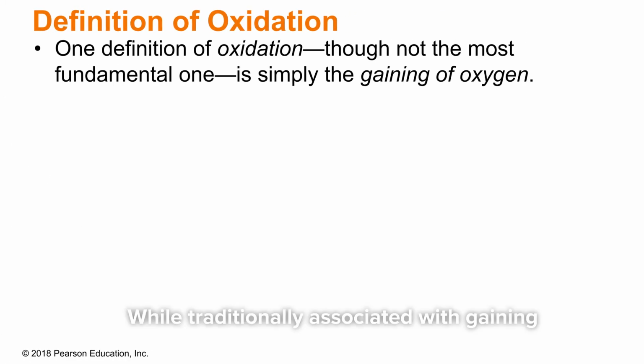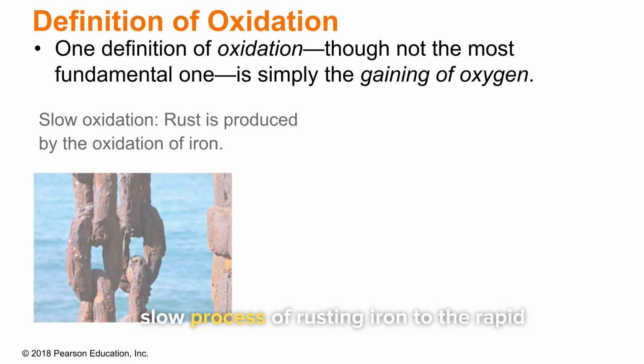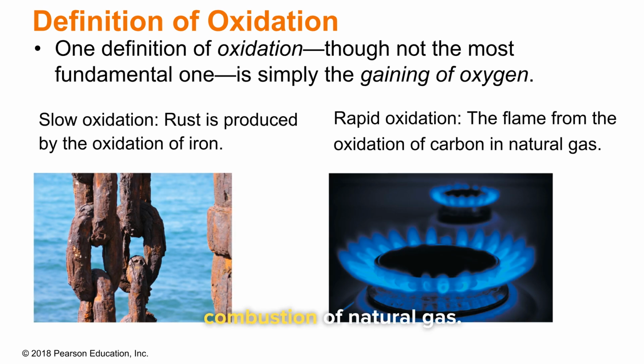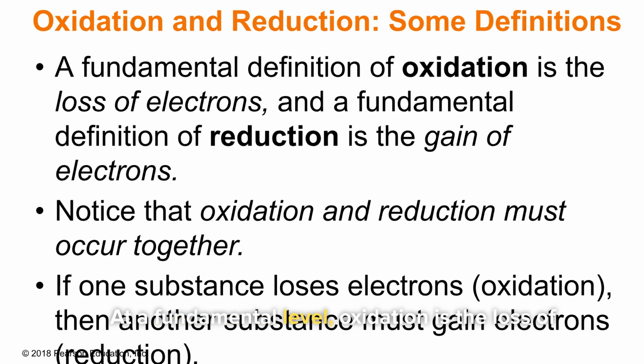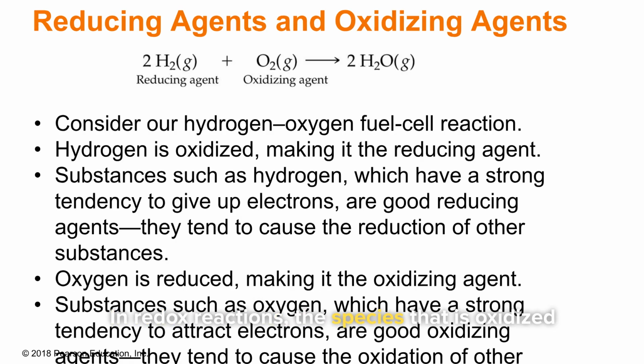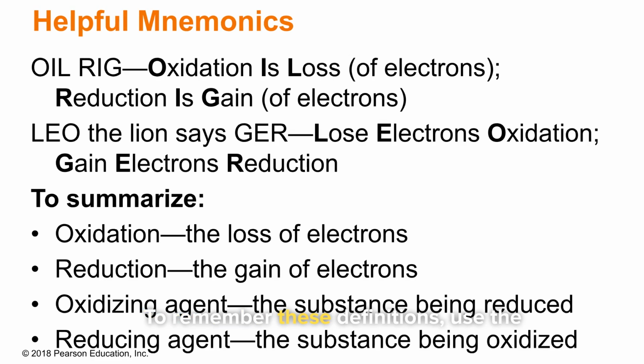the vehicle's motor. While traditionally associated with gaining oxygen, oxidation is a broader concept encompassing various chemical reactions, from the slow process of rusting iron to the rapid combustion of natural gas. At a fundamental level, oxidation is the loss of electrons, while reduction is the gain of electrons. These two processes must occur simultaneously. In redox reactions, the species that is oxidized is known as the reducing agent, while the species that is reduced acts as the oxidizing agent. To remember these definitions, use the mnemonic OIL RIG. Oxidation is loss, and reduction is gain.